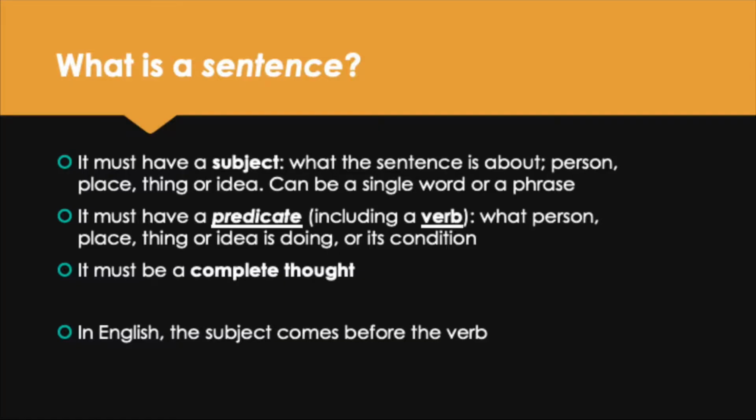And one thing that's really important to remember is that in English, the subject comes before the verb. The subject comes first, and then the predicate, and the verb is inside that predicate. Now, when we have certain types of questions, this is reversed. The verb might come before the subject. But in declarative sentences, which are, again, the vast majority of the sentences you will write for scientific writing, the subject comes first, and the verb comes after the subject.